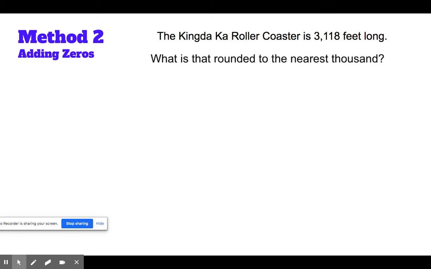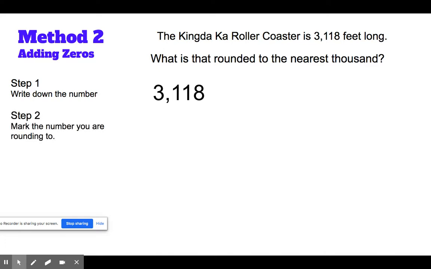All right, method 2 of rounding is adding zeros. Here are some numbers we're going to work with. The King Ka roller coaster is 3,118 feet long. What is that rounded to the nearest 1,000? Well, step 1, write down the number. So we're going to write down the number we're working with, which is 3,118.